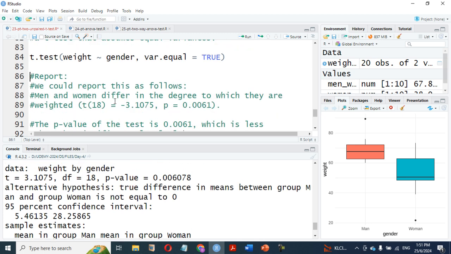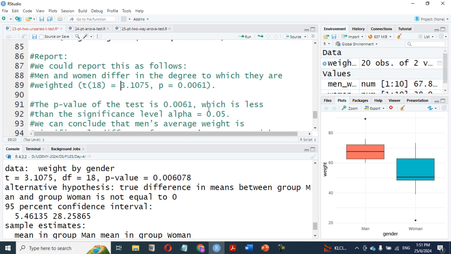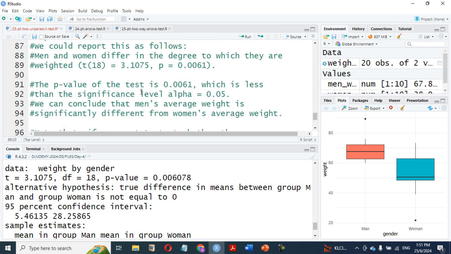So we can report this as follows: men and women differ in the degree to which they weigh. We have our t equals to this. The minus is just to show the direction. So we have p equals to 0.006, which is significant. The p-value of the test is 0.0061, which is less than the significance level of alpha 0.05. We can conclude that men's average weight is significantly different from the women's average weight.